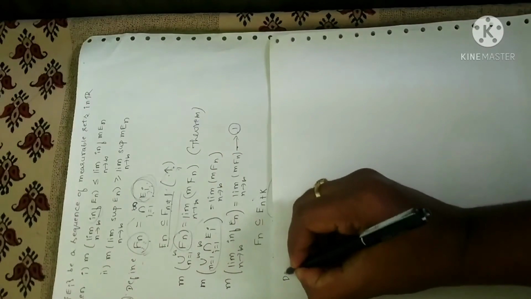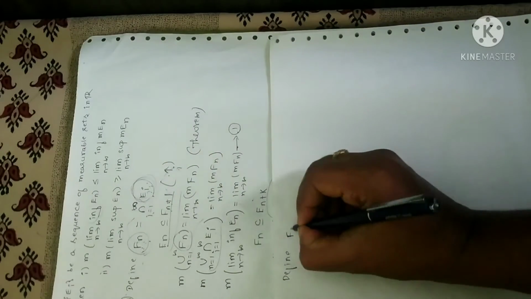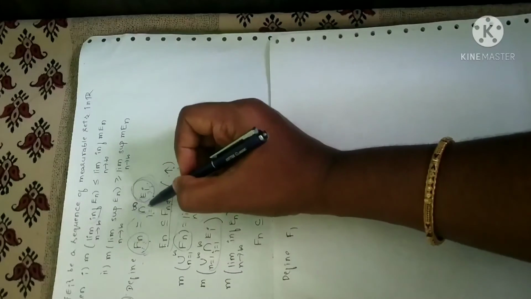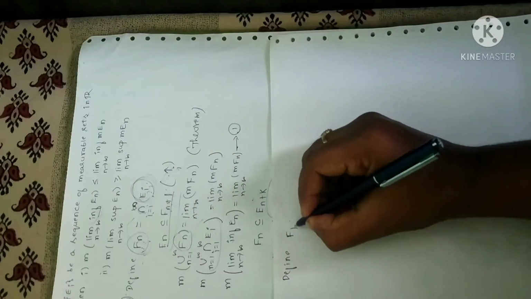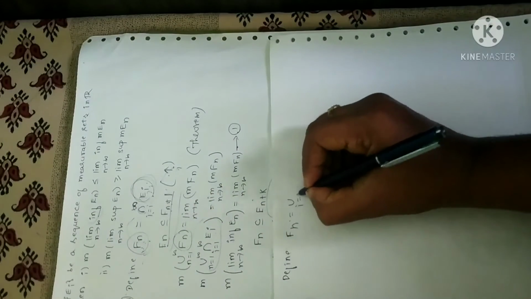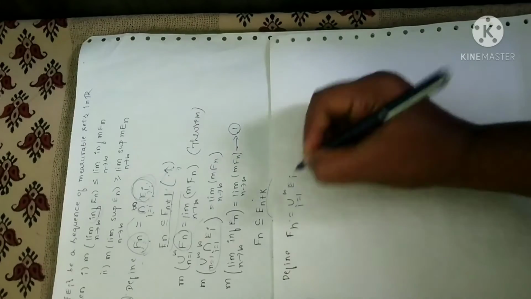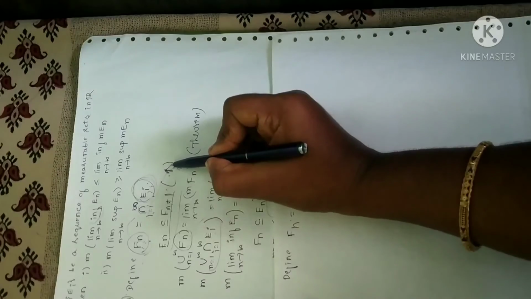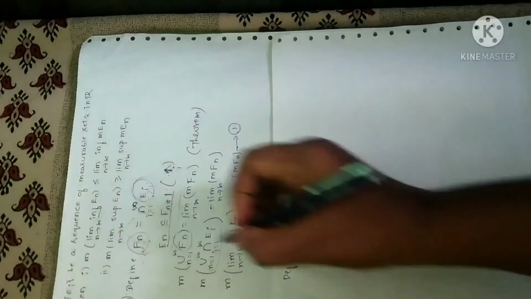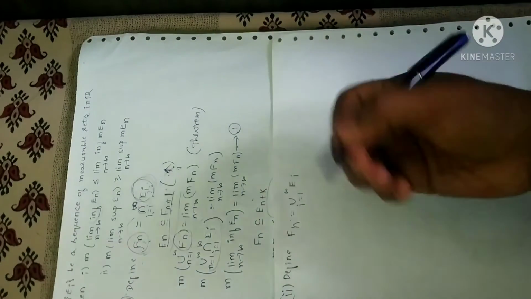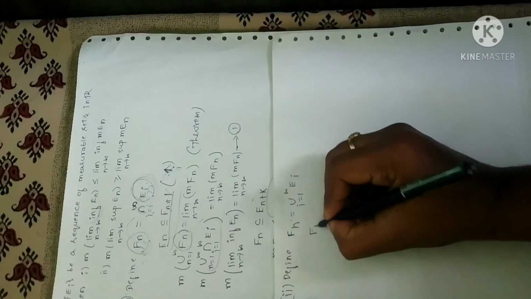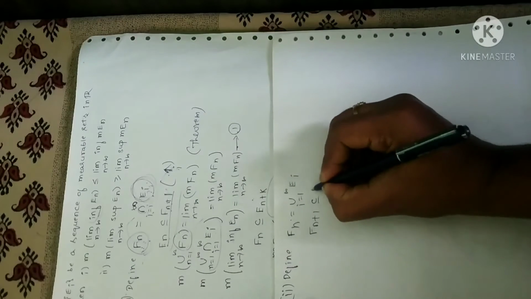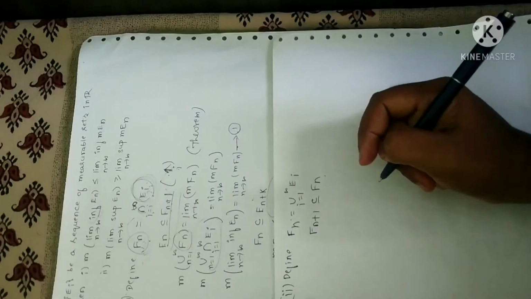Now let me define one set Fn. For infimum it is an intersection; for supremum you have to take a union. So Fn is equal to the union i equal to n to infinity of Ei, for each n belongs to N. All those things are the same. Now I assumed an infinitely increasing definition for infimum. For supremum, I have to take an infinitely decreasing definition. Decreasing definition means E_{n+1} will be contained in En. Just the reverse of that.